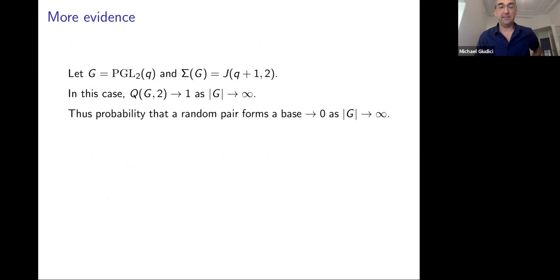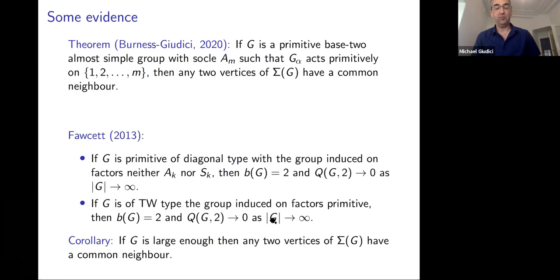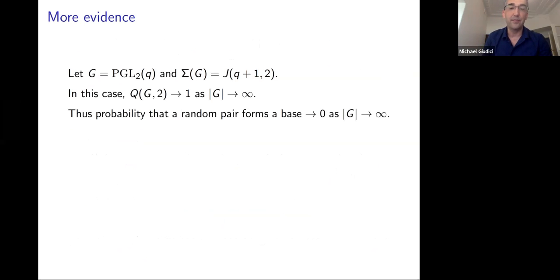So in some sense, these examples are where the conjecture is obviously true, right? Because it turns out that the probability that two vertices do not form a base goes to 0. So the probability that two vertices do form a base goes to 1. So you have lots of edges in the graph, and it will of course have diameter 2. And so you might think, well, is the conjecture only going to be satisfied for those groups?